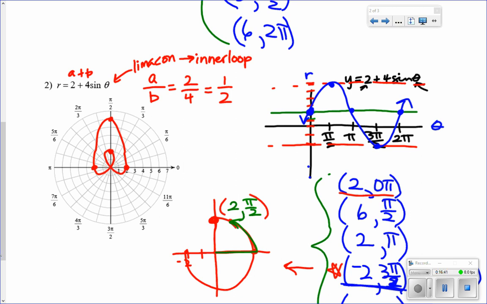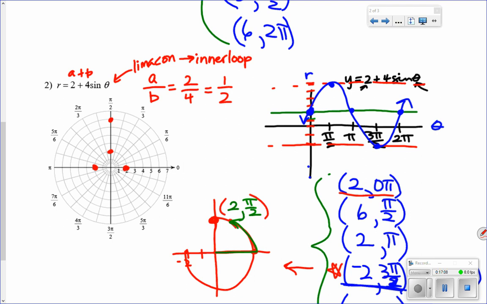Let's graph that one more time. Replot all those points, and then we'll start with the pen on there again. So I have 2, 0 pi. I have 6, pi over 2: 1, 2, 3, 4, 5, 6. I have 2 pi. And I have 2, 3 pi over 2, or negative 2, same thing, gets me the same position. And then I come back and start where I ended.